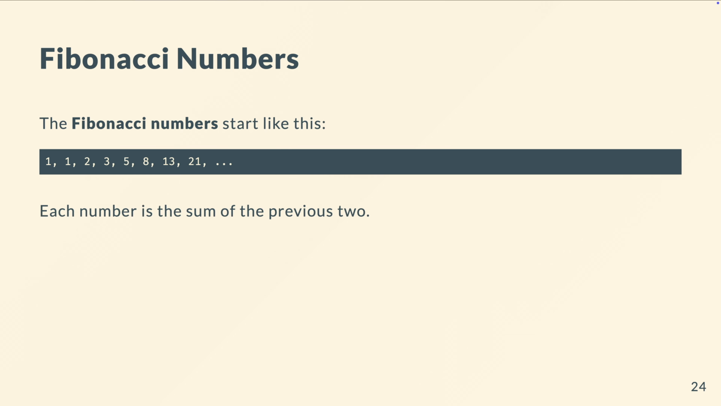Now we will use break in a Fibonacci example. The Fibonacci numbers start like this: 1, 1, 2, 3, 5, 8, 13, and so on. Each number is the sum of the previous 2 numbers. For example, 2 is 1 plus 1, and 3 is 1 plus 2.